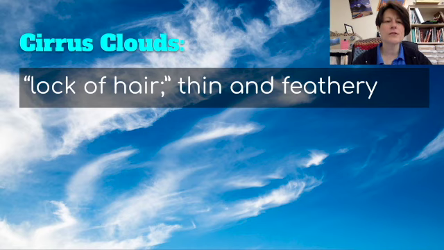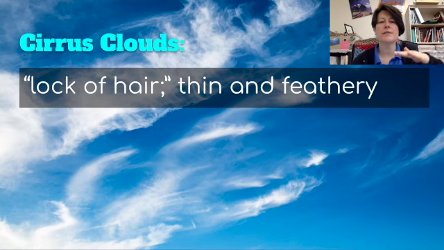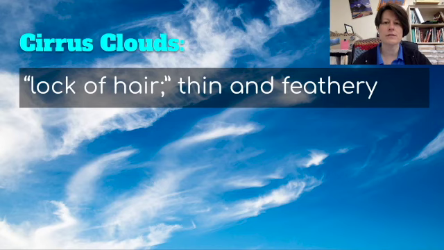There are also cirrus clouds. Cirrus means lock of hair. These are the thin and feathery clouds. These tend to be very high up in the atmosphere, so these are high altitude clouds. Now, clouds are also classified as whether they're low, middle level, or high. These are high clouds because these are actually formed out of ice crystals as opposed to more water droplets.